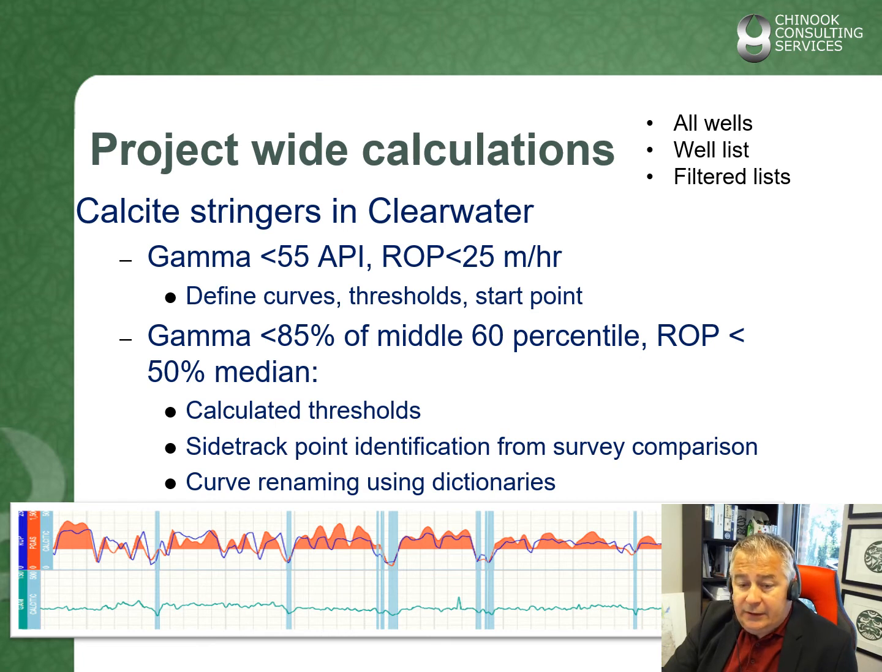Another element determined with script is a sidetrack point by comparing survey records in a multilateral well, as we can generally look for data from sidetrack point to TD.